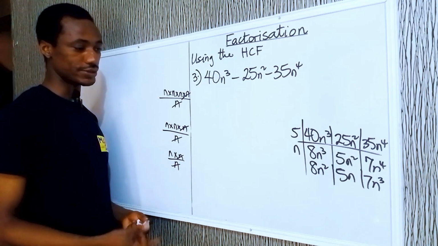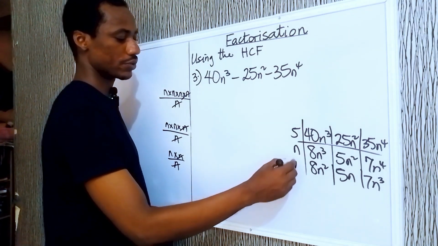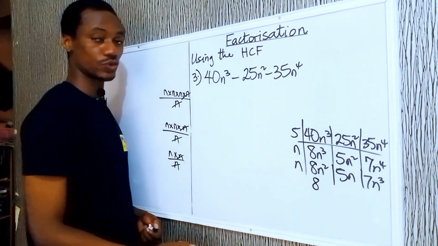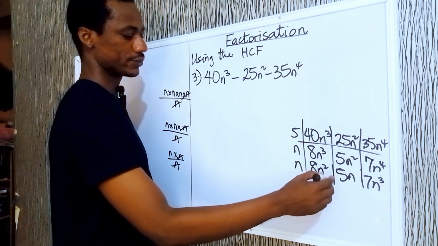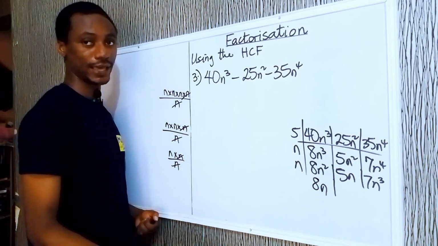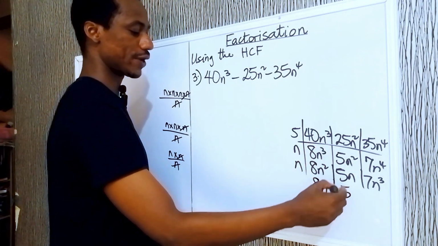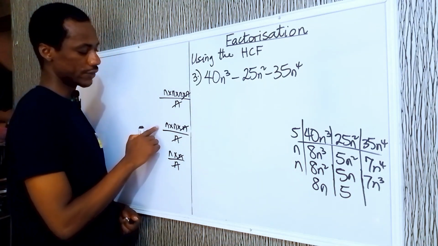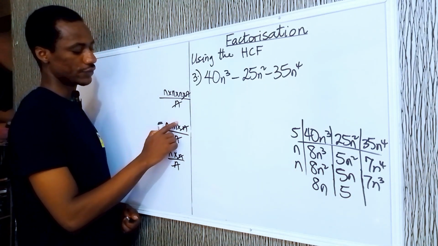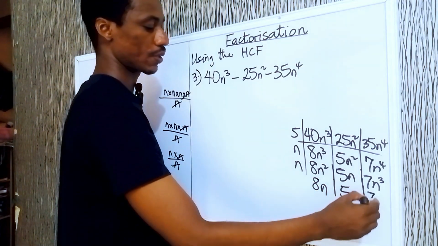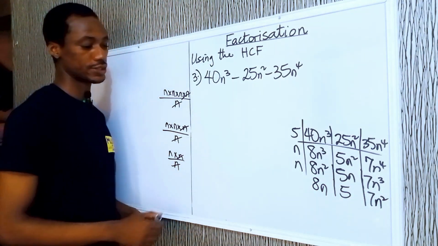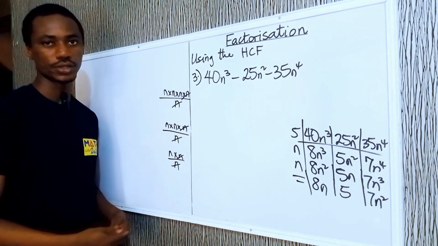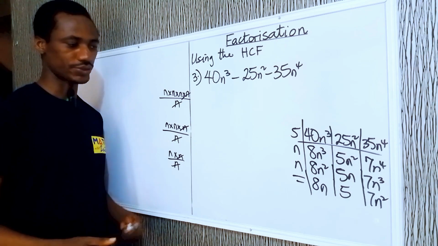We still have n across the terms, so we can take another one. Now you know that if we divide n squared by n, we will have n. And then 5n divided by n, we have only 5. And by now too, you know that if you divide n raised to power 3 by n, you have n raised to power 2. All right. So at this point, we have 8n, 5, and 7n squared. No other common factor. Okay?